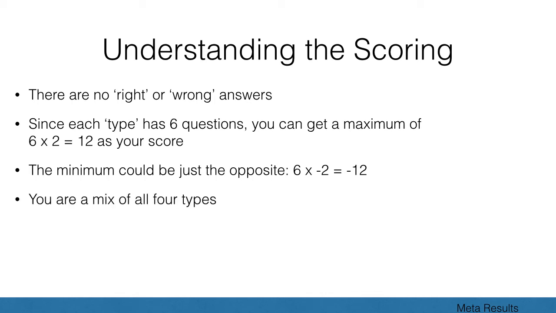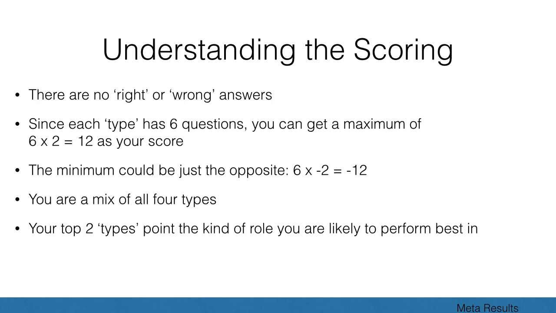Now you're a mix of all four types. You will have scores in all four, either positive or negative, but it'll start giving the flavor of the kind of person you are, and therefore the kind of things that you would possibly excel in. So what you do with the scoring is you look at the two types where your scores are the highest, and it will point to the kind of role you're likely to perform best in.